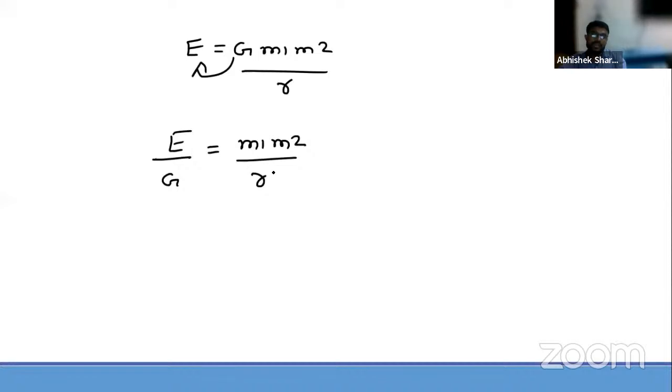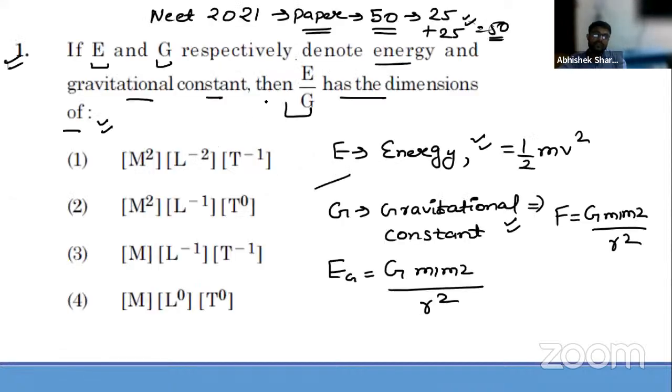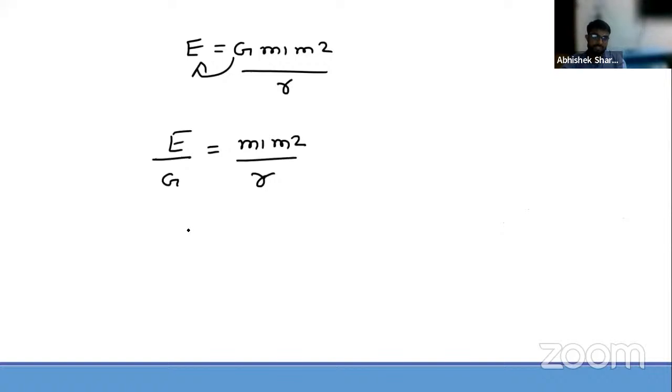And if you see the first question in NEET 2021, they're asking the dimension of E by G. What is the dimension of E by G? You can see the dimension will be m1 into m2, which are the masses. What is the dimension of mass? We write the dimension of mass like this, M. This is again the mass of some other body, the second particle, but we'll write it as M again.